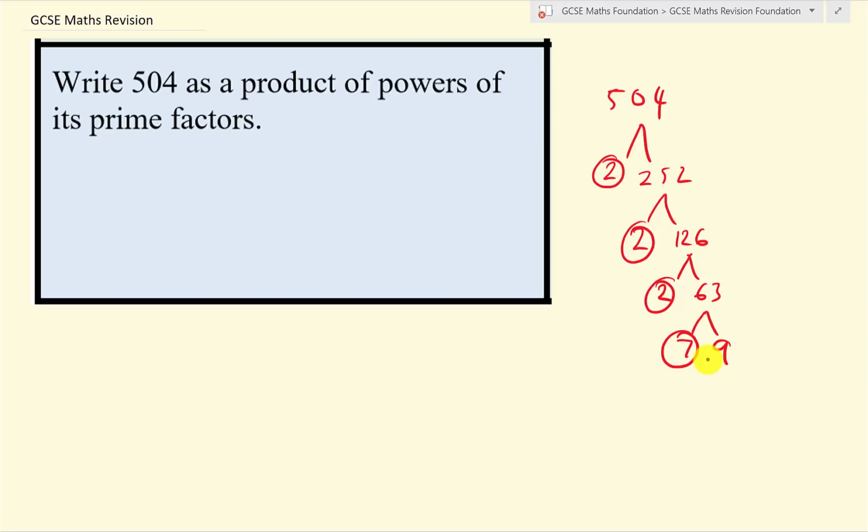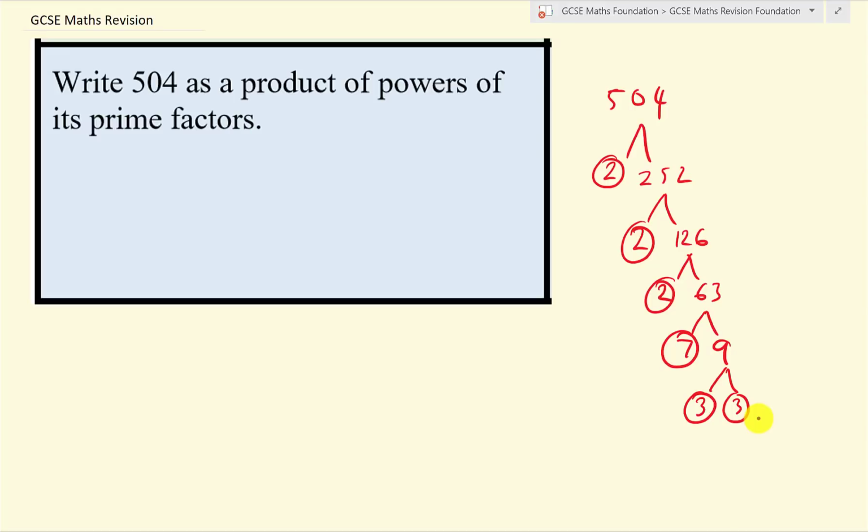Is 9 a prime number? Sometimes you can actually get confused. No, it's not, because 9 has more than 2 factors: 1, 3, and 9 itself. So 3 factors, so 9 cannot be a prime number. You can always check like that. And 3 times 3 gives us 9, and 3 and 3, they are both prime numbers.